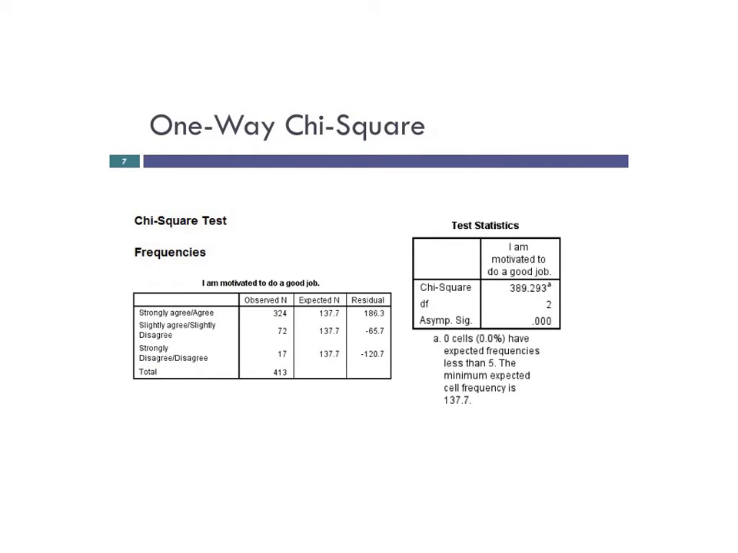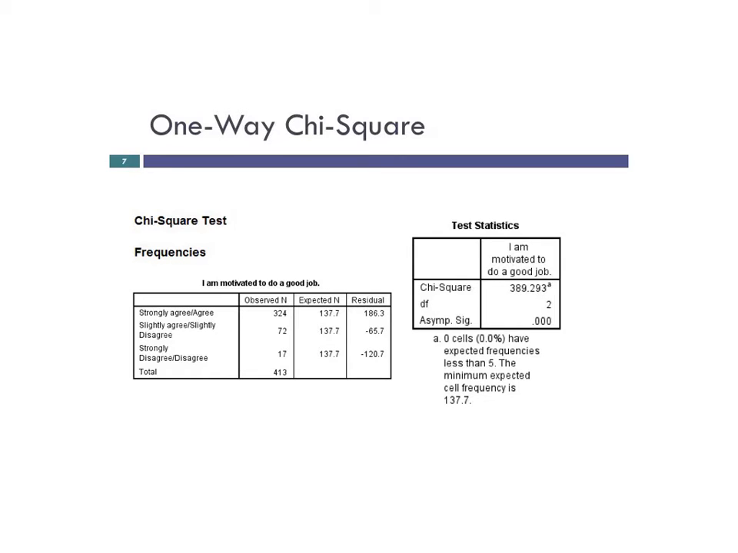So a one-way chi-square only has one variable. It doesn't even really truly have an independent or dependent variable. It's just looking to see, and the frequency can be measured either in an n, a count, or it can be measured in a percentage, is the observed frequency equal to the expected?